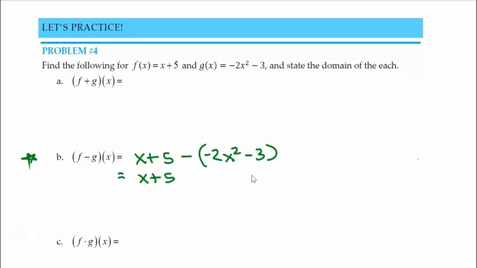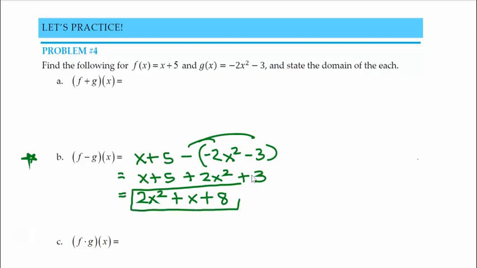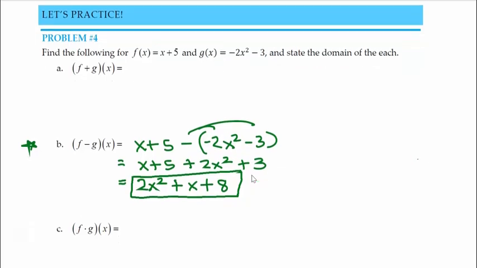So I got x plus 5. When I distribute that through, I get plus 2x squared and then plus 3. Now I don't have a like term to combine with some of these, but they need to come down as the answer. Usually we'll put it in descending order, so start with the highest exponent, 2x squared. I don't have an x to combine with that one, but it needs to be part of my answer. But then my 5 and 3 can combine to be 8. And so that's what I'll have for my answer there. Is that all right? You guys feeling okay about that?